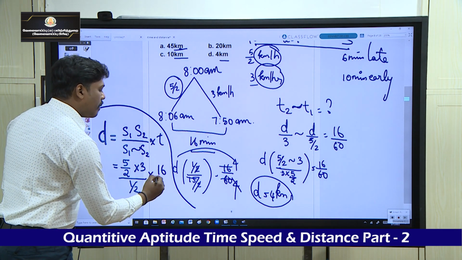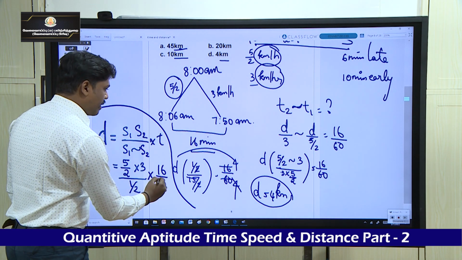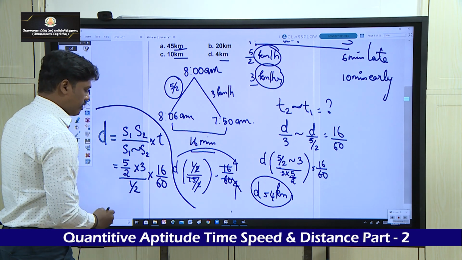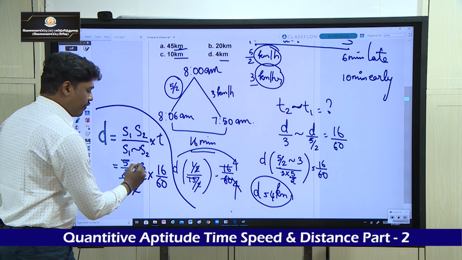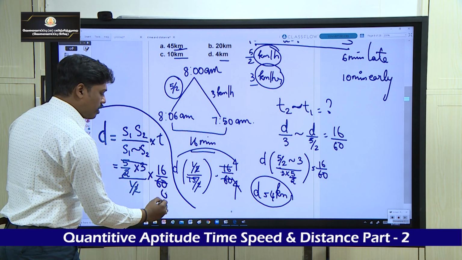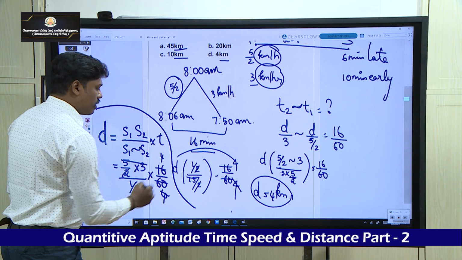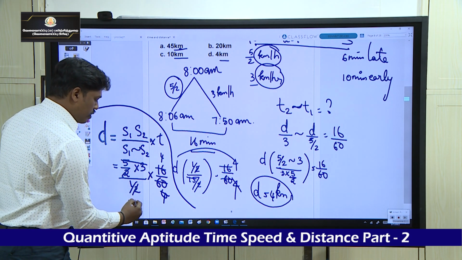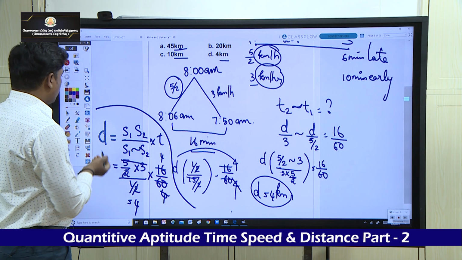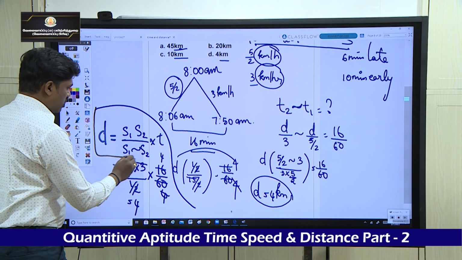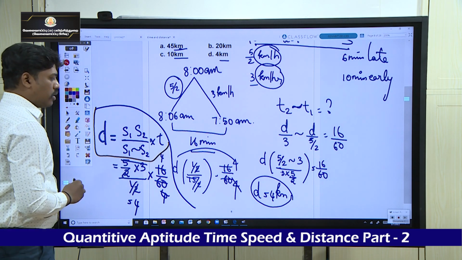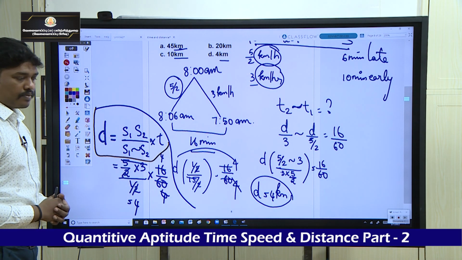So 16 minutes convert into hours. So divide by 60. You will be getting 2 cancel. 3 into 5, 15. 15 ones are 15, fours are. 4 ones are 4, fours are. So distance is equal to 4 kilometer. The thing is, note down this formula here.